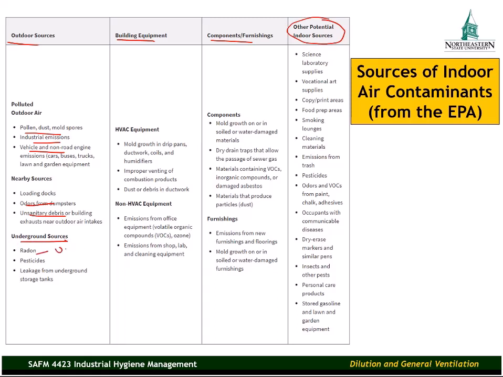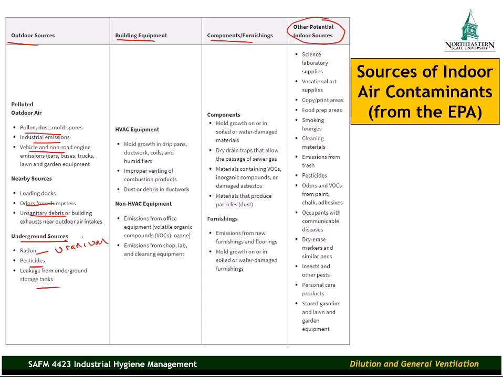Radon, which is the result of uranium. I think I spelled that right. The decay of uranium produces radon gas. In Oklahoma, radon is not as much of a problem as it is in other areas of the country, but radon gas can be a significant cause of poor indoor air quality, and it can make people sick. Pesticides, leakage from underground tanks, also.